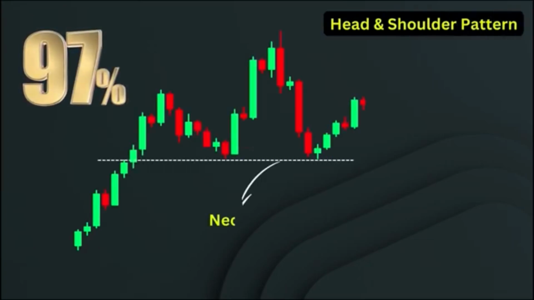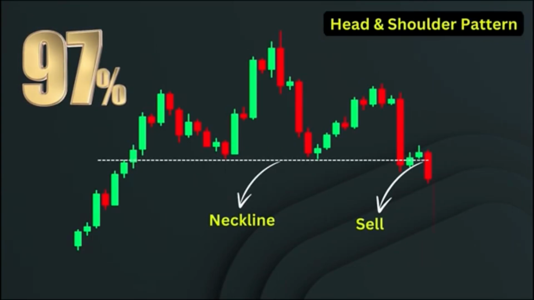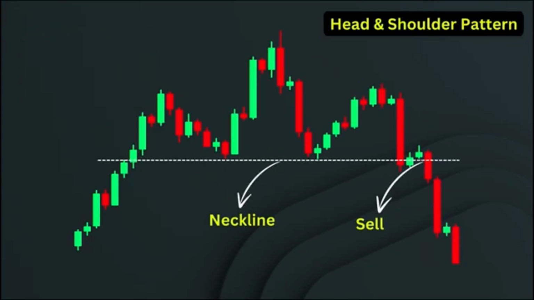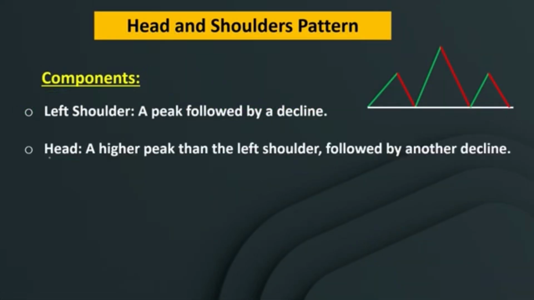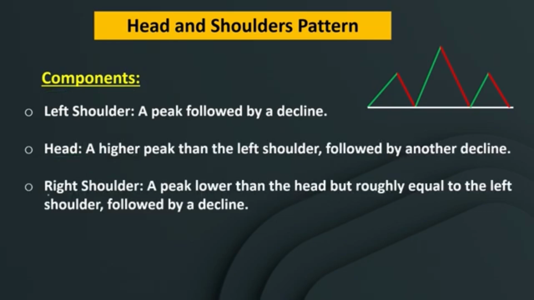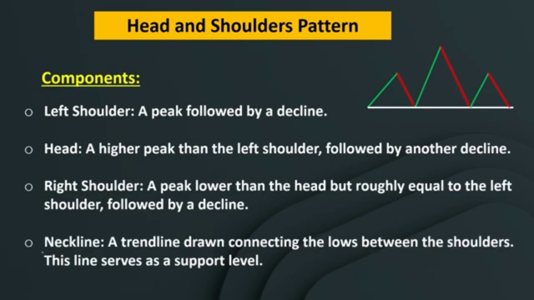97% of people make a mistake by identifying the head and shoulder pattern and selling below the neckline, because that is just the basic head and shoulder pattern identification. There are 4 components of the head and shoulder pattern. The first is the left shoulder. The second is the head, and the third is the right shoulder. And at the end comes the neckline.